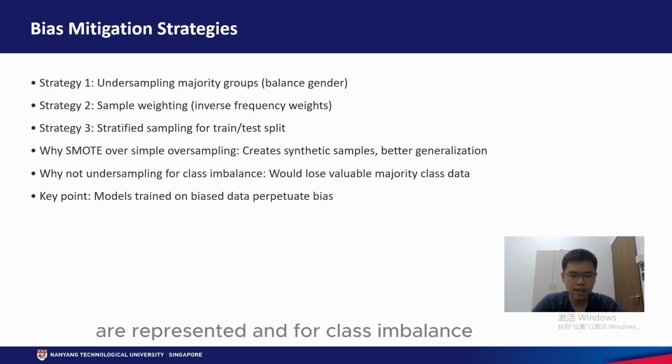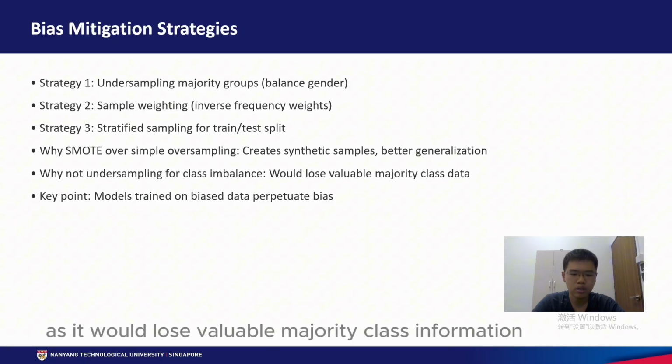And for class imbalance, we chose SMOTE over simple oversampling because SMOTE creates synthetic samples rather than just duplicating existing ones. And this will help the model generalize better. We considered undersampling, but rejected it as it would lose valuable majority class information.